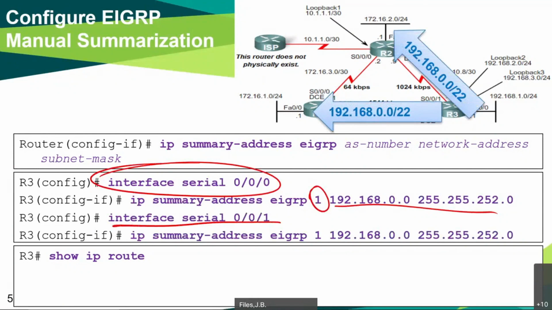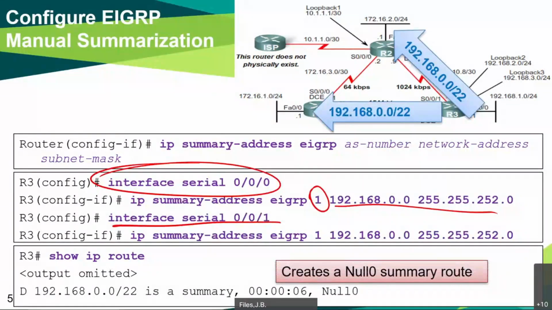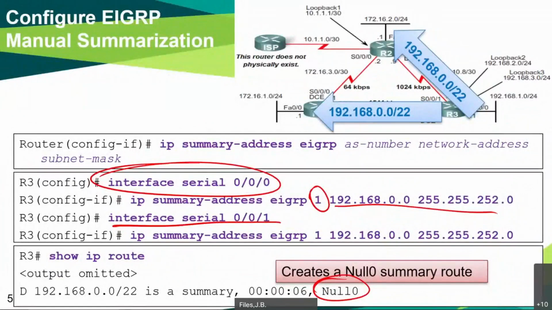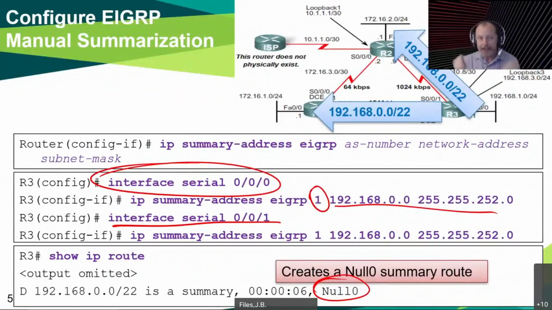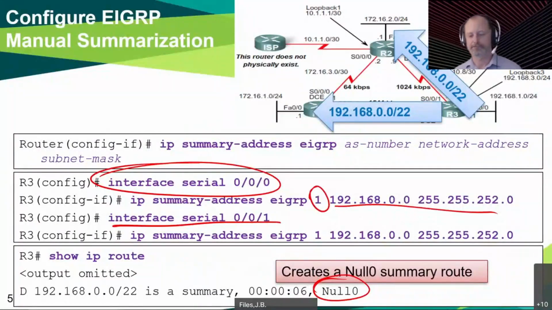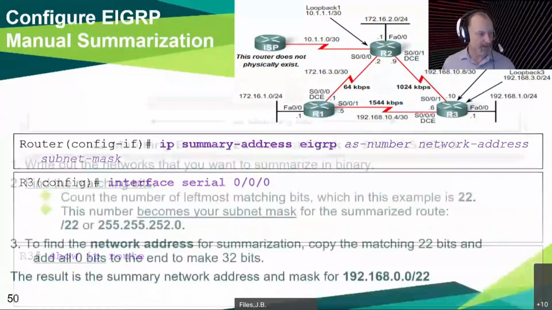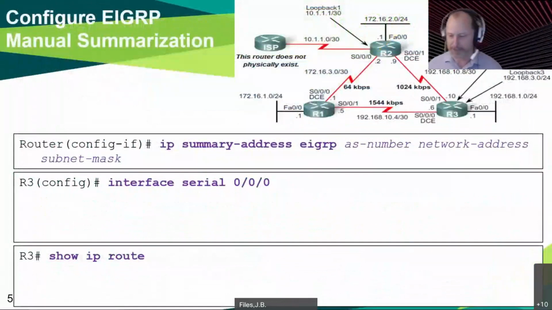Okay. If we look at our own routing table, it creates a Null0 summary route. Anybody know why it does that? Why is R3 going to create a summary route that goes to the bit bucket? Reason for that? Anybody got any ideas? I know you do. Come on. So let me give you a little scenario.